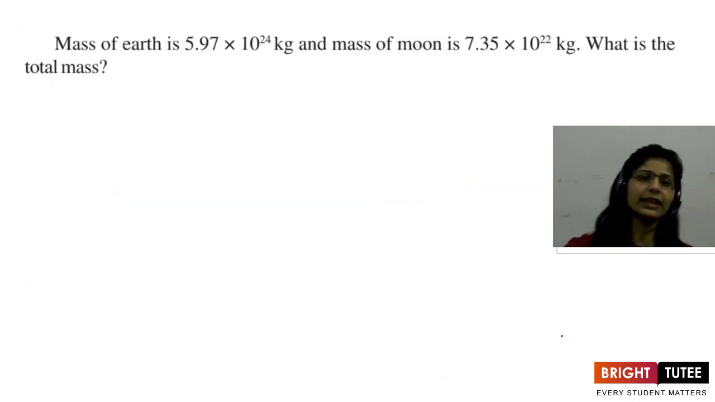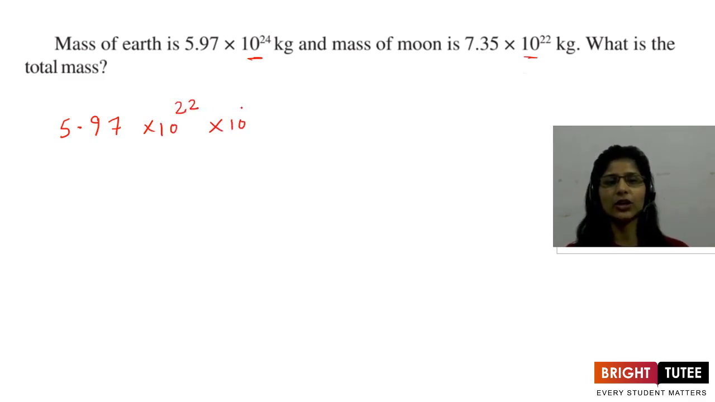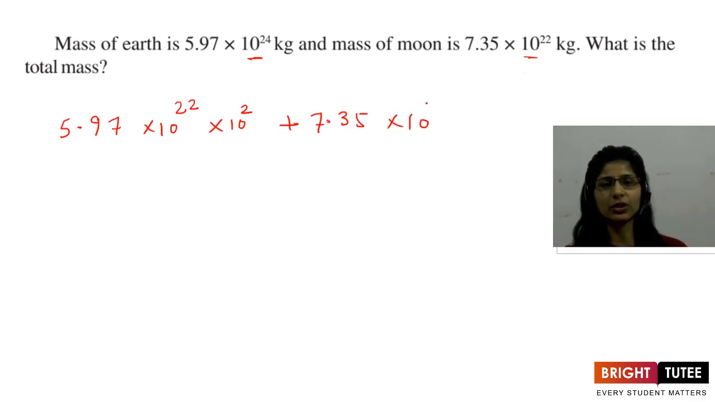Clear? Now, here the mass of earth is given and the mass of moon is given. So we have to tell the total mass. Now can we add when powers are different? We cannot add when powers are different. We have to make the powers same. So just see: 5.97 into 10 to the power 24 can be written as 10 to the power 22 into 597, plus 7.35 into 10 to the power 22, and the whole is in kilogram.